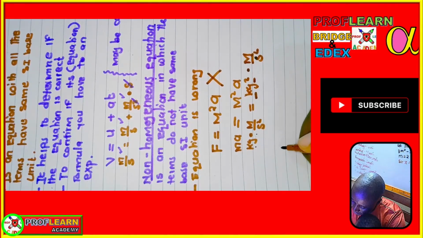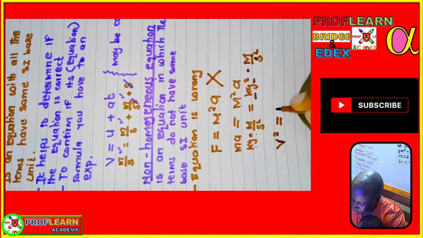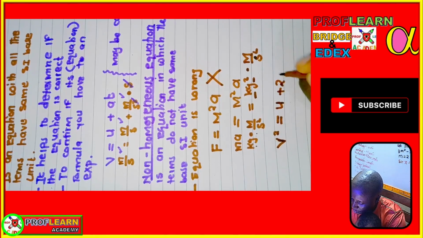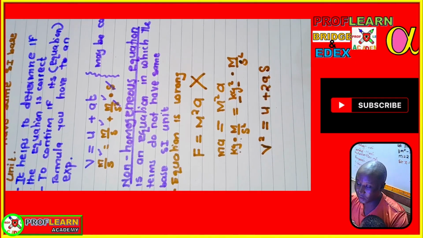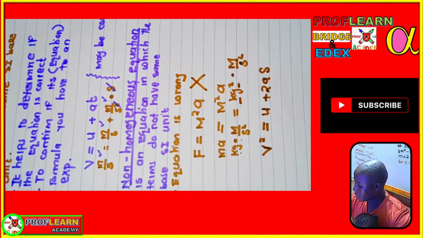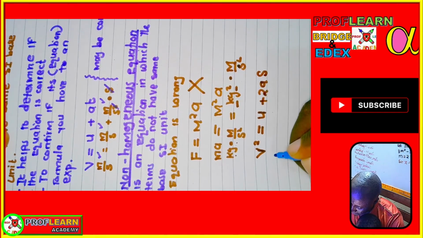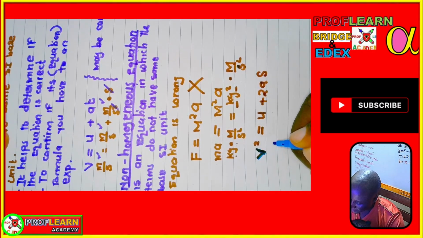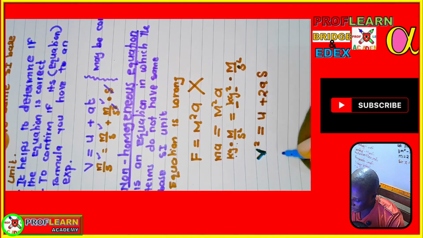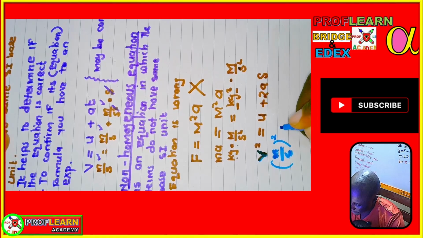For instance, if an equation was written v squared equals u plus 2as, we are checking whether this equation is homogeneous or not. Then you are going to substitute the units there. The unit for speed, the final velocity, is going to be meter per second. But since this is squared, we are going to square that, right?